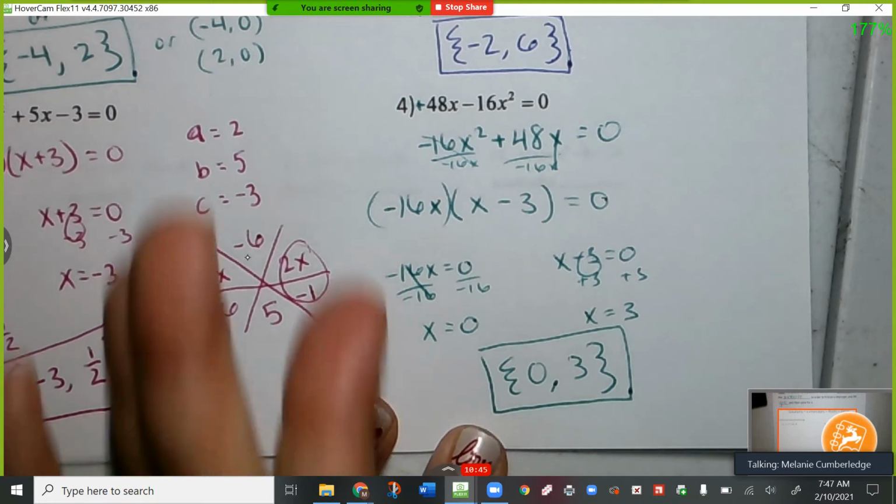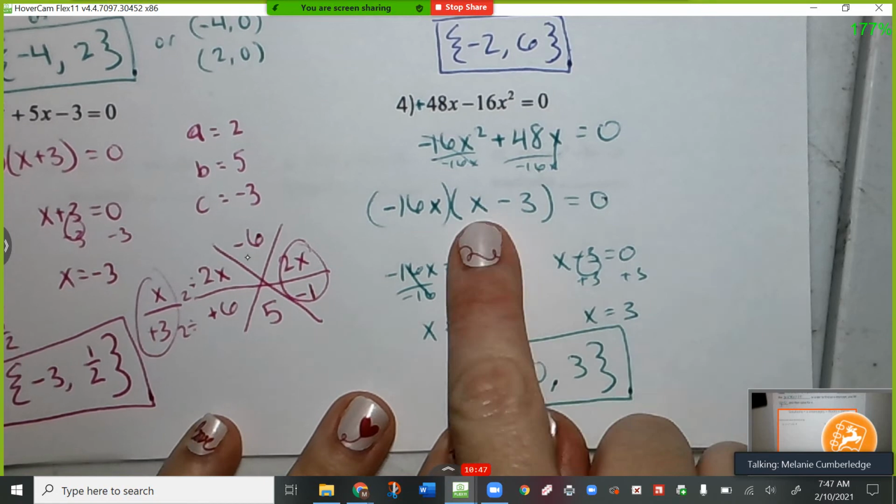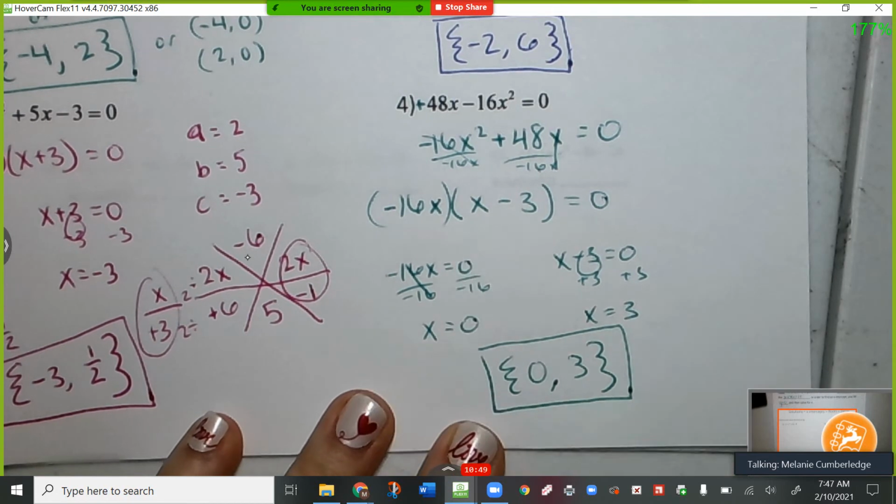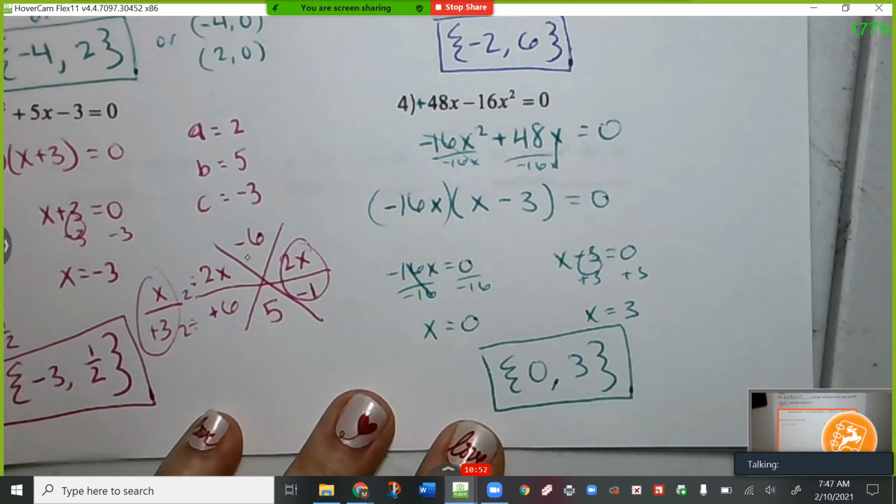So the cool thing here is we didn't have to snowflake. We still did factor it, just in a different GCF way. Okay, are there any questions?